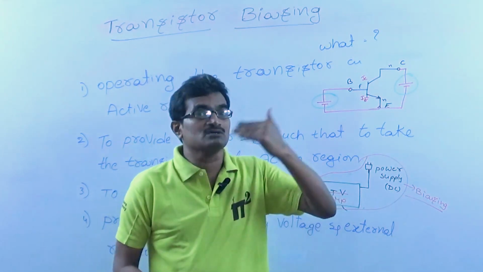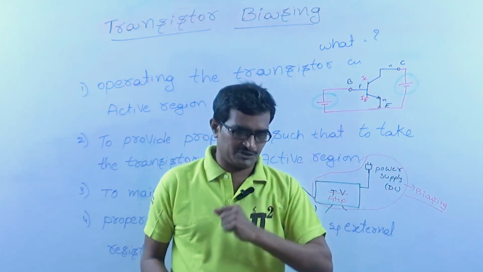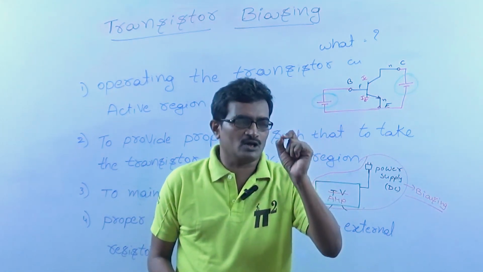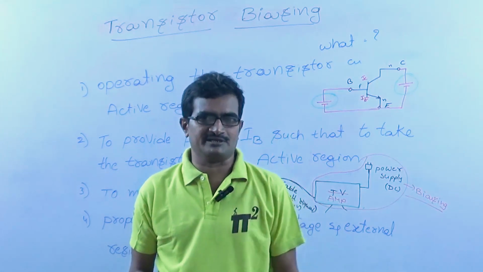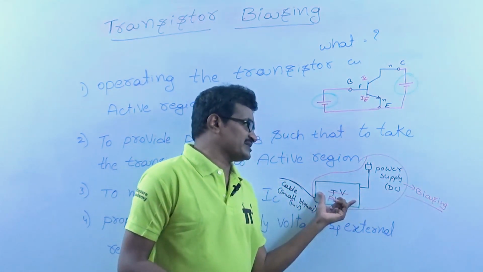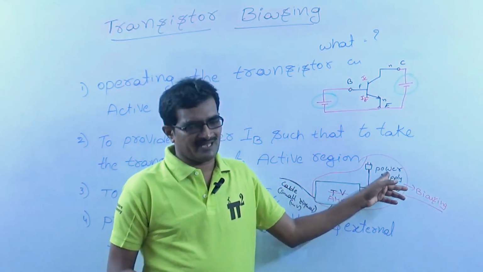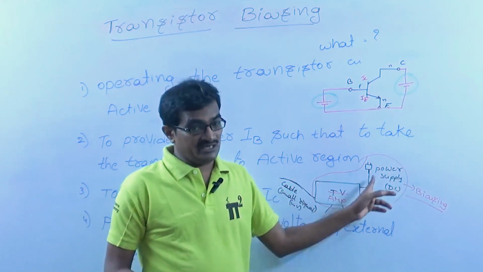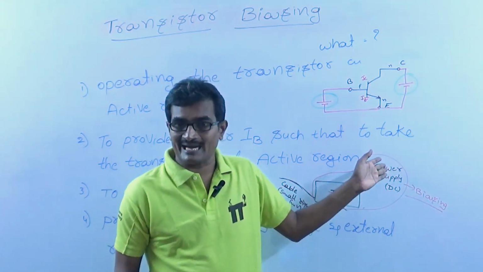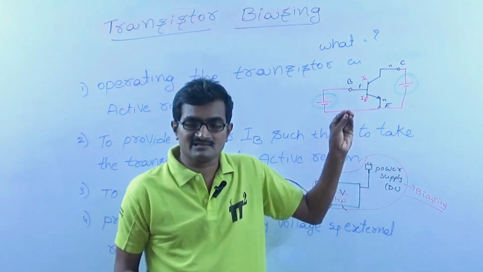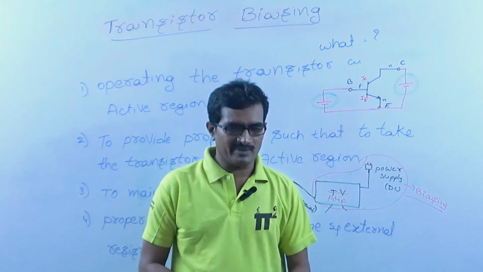If it comes out of the active region, it behaves like a switch. So it should operate in the active region. To operate it in the active region, you need to provide a proper power supply. Not only this, some additional components also you need to add. That is biasing, transistor biasing.